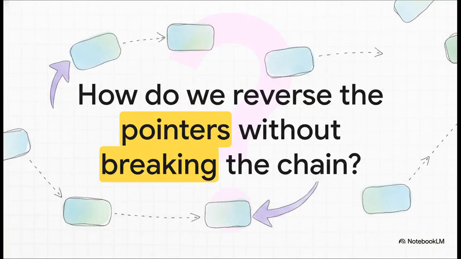Now, a super important point. We're not actually moving the nodes themselves. Nope, they're going to stay put right where they are in memory. The whole magic trick is just reversing the arrows, making each node point to the one that was previously behind it. So, how do we pull that off?